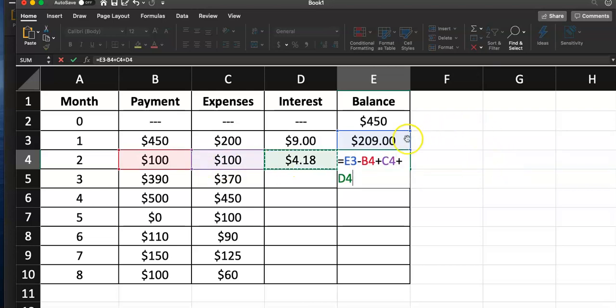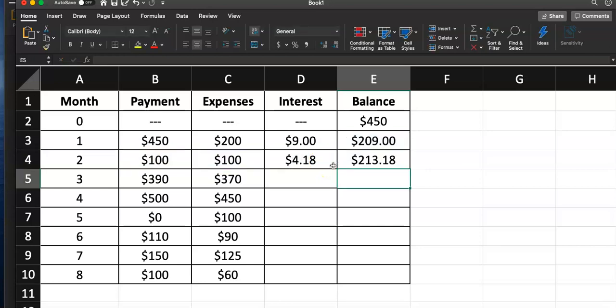So take a look. The new balance is going to be the beginning balance minus the payment plus the expense plus the interest charge. This month was not good because he spent $100, and then $100 was the only payment he made, and again he got charged the interest of $4.18. So the debt went up. The balance on this credit card went up.